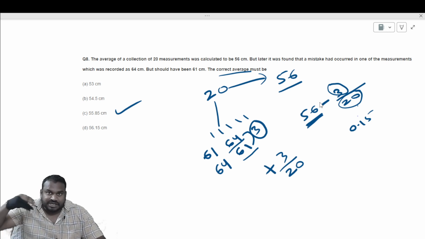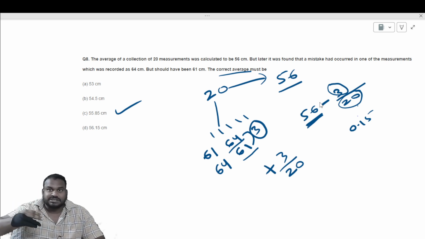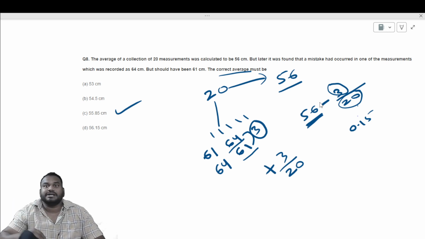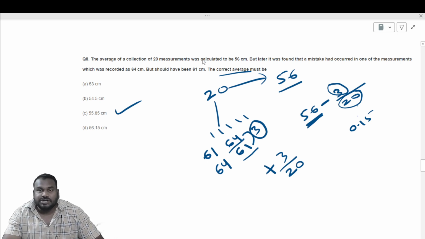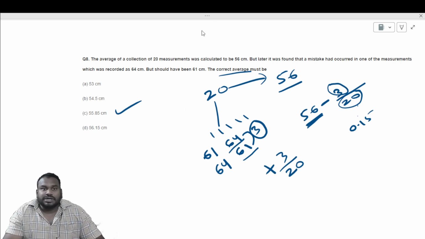Okay. Instead of increasing, it is decreased. You will have to add it to the average. So it will come with practice. Solve many number of questions. In the mind itself, you will understand whether I need to add or subtract.